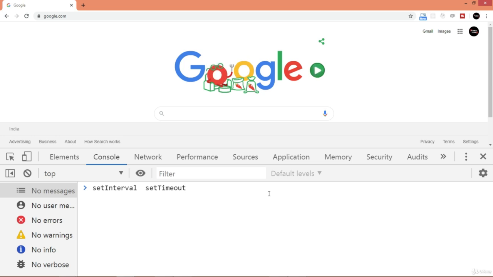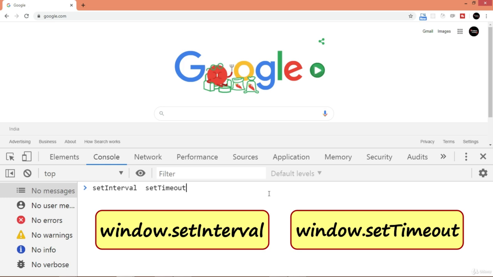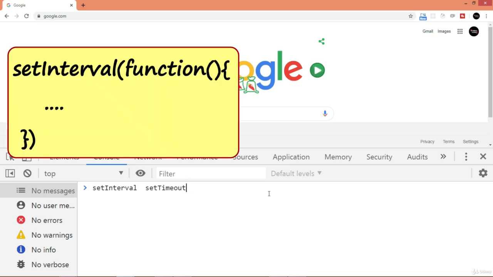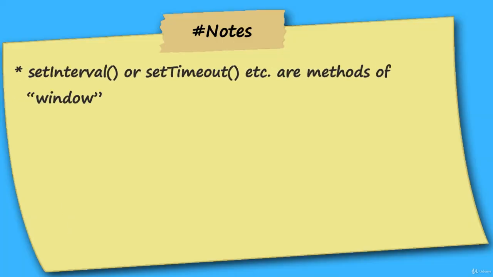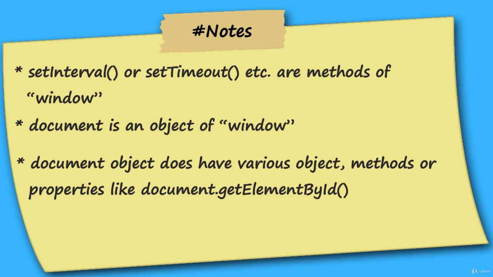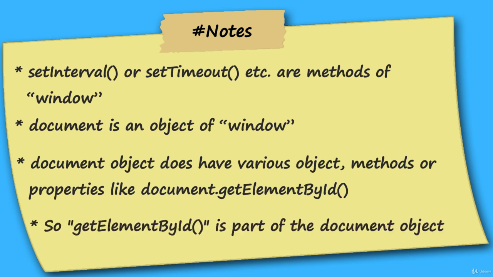So ideally you would write window.setInterval or window.setTimeout, then it is not wrong. But because window is global, you avoid using the window term all the time. Rather, you use setInterval or setTimeout directly. So setInterval or setTimeout, etc. are methods of window, whereas document is an object of window. Of course, further, document object does have various other objects, methods or properties as well, like document.getElementById. So getElementById is part of the document object.